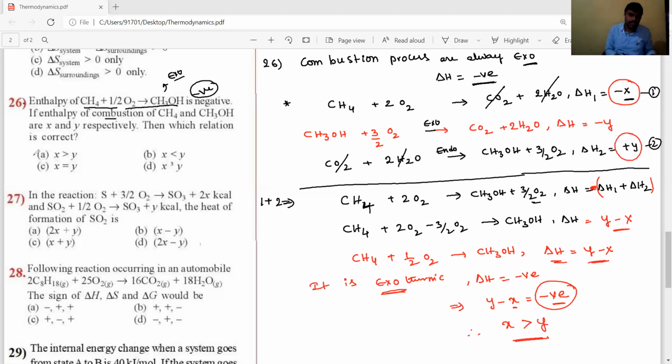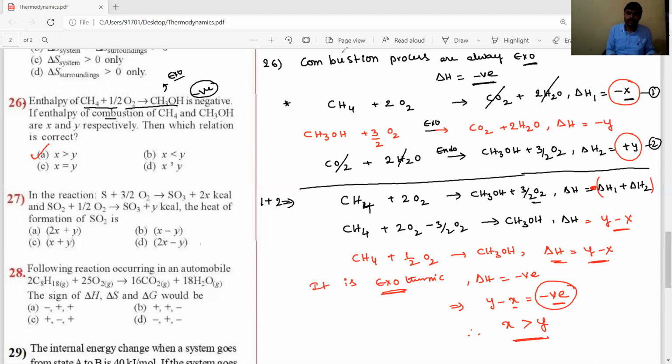So the relation is A. Okay, students, just write separately the combustion of methane and the combustion of methyl alcohol, and try to get the equation of methane converted into methyl alcohol. We are getting that equation from 1 and 2. Then delta H is equals to delta H1 plus delta H2, so y minus x came. That y minus x resultant value is negative. When it becomes negative, dear students, x is more than y. So the relation is option A.